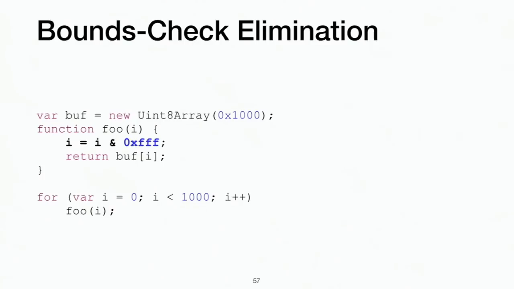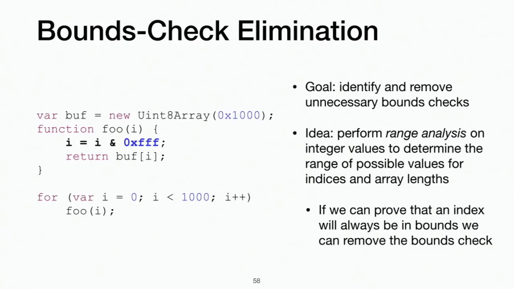So let's say I added another statement here. In this case, what I'm doing is just ANDing the index with hex FFF. And in this case, the bounds check isn't really required, right? Because the output of this AND operation must be between 0 and hex FFF. So this is the goal of bounds check elimination, essentially: figure out what bounds checks are redundant or aren't required.